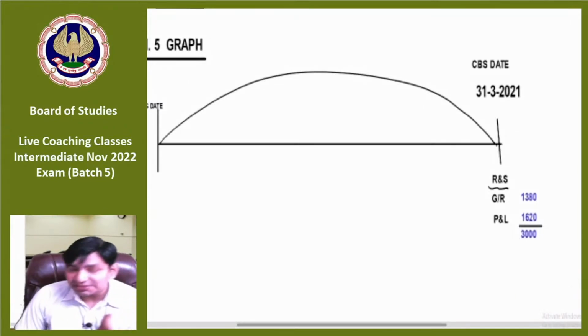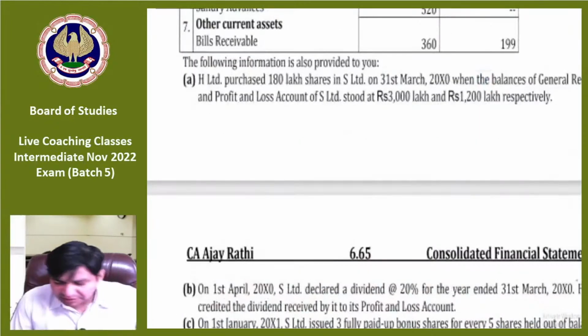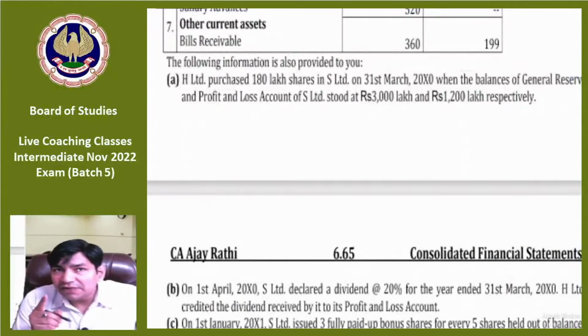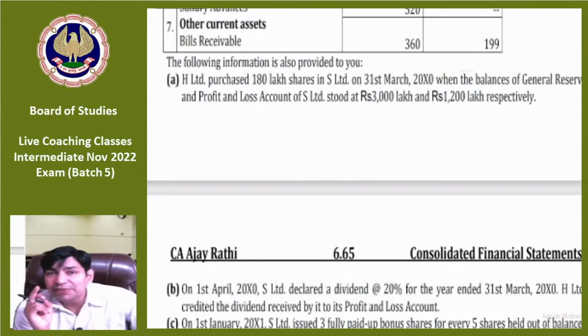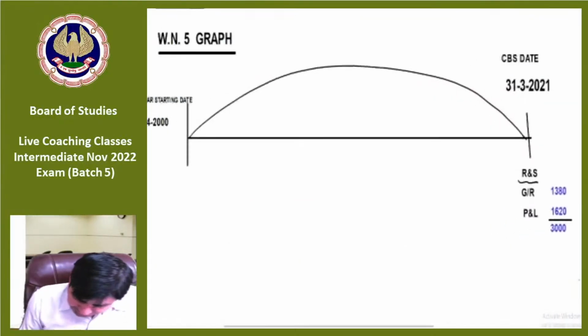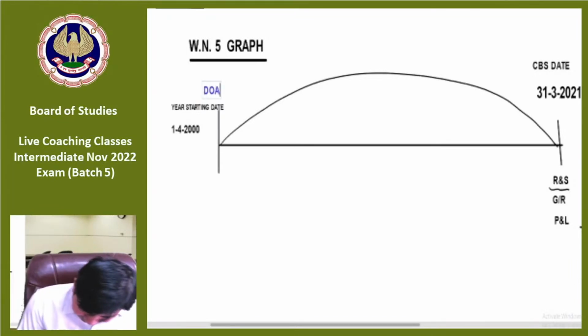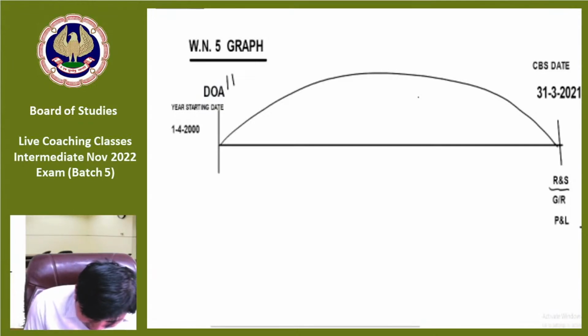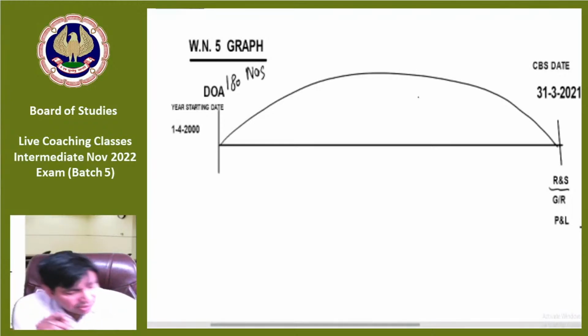Very easy. Now move to the next part of the question. The question is saying, even though the year is ending 31st March 2021, H Limited purchased 180 lakh shares in S Limited on 31st March 2020. It means at the beginning of the year the shares were acquired. So this is the date of acquisition at which the investment has been made. Year starting date is also the date of acquisition. How many shares were acquired? Beta, 180 lakh shares. The figures are in lakh, so I am writing here 180 only. 180 shares were acquired at that time.